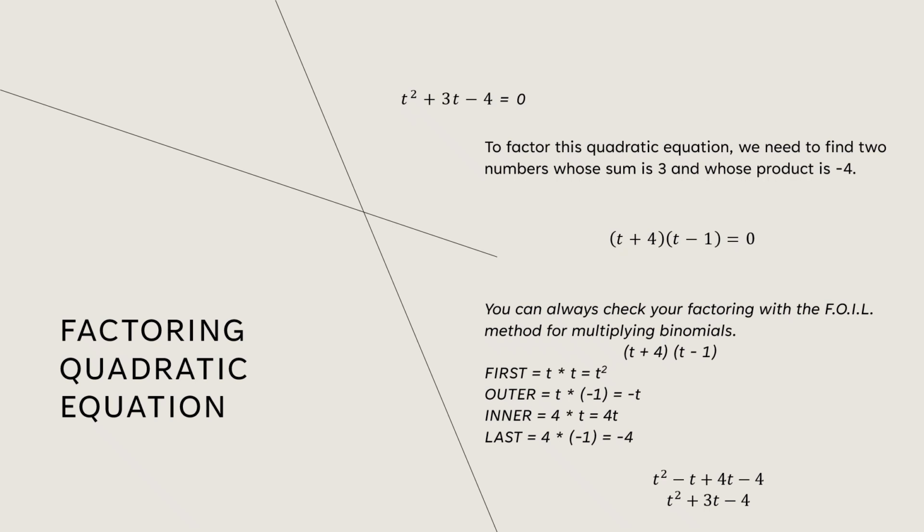You can always check your factoring with the FOIL method for multiplying binomials. So if we multiply it back out, you do your first, so t times t is t squared. Your outer, t times -1 is -t. Your inner, that's 4 times t is 4t. And your last, 4 times -1 is -4. And so you're going to have t squared minus t plus 4t minus 4. And we do find out that we did indeed factor correctly and end up with the original equation.